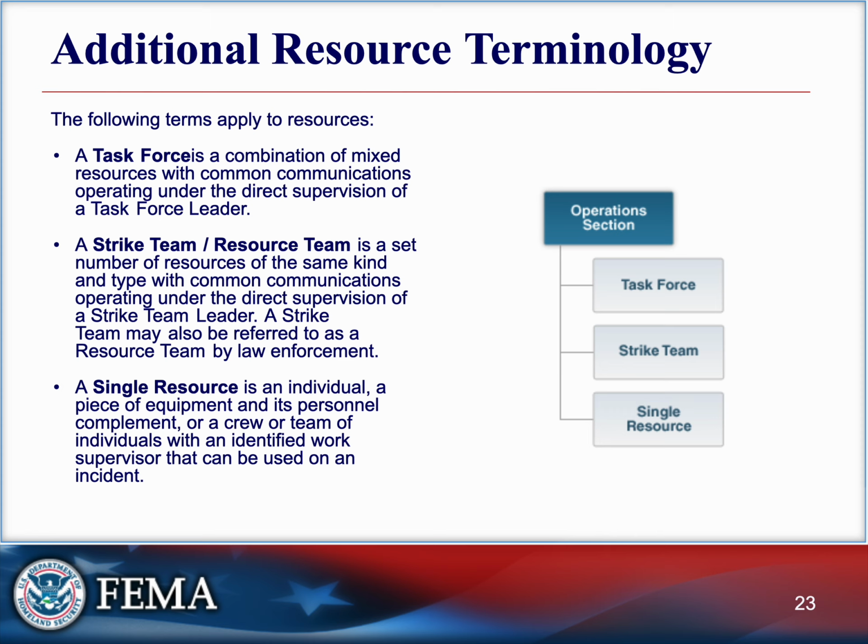A single resource is an individual or a piece of equipment and its personnel complement, or a crew or team of individuals with an identified work supervisor that can be used at an incident. Usually one item, one team with a supervisor. So 5 ambulances plus a leader would be a strike team, but 1 EMT crew, for example, would be a single resource. Hopefully that makes a little bit of sense.